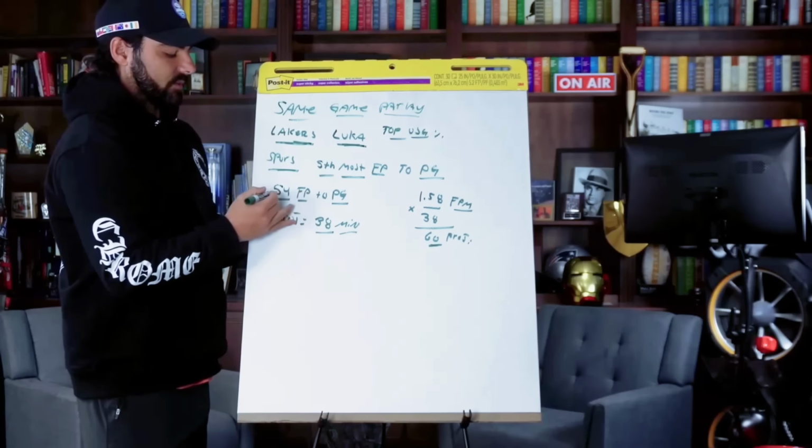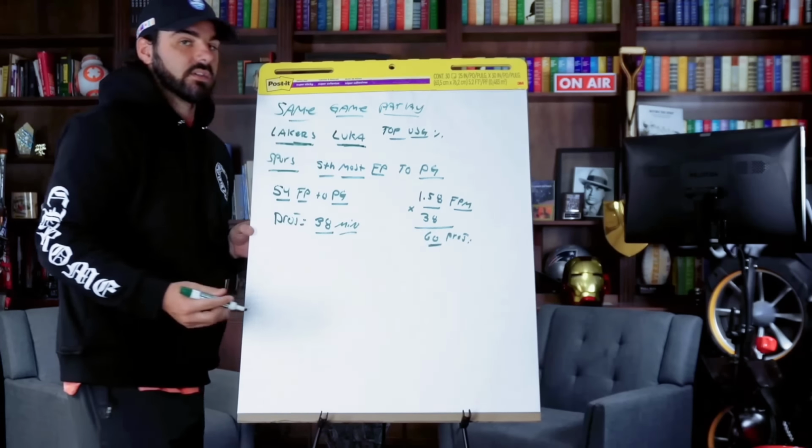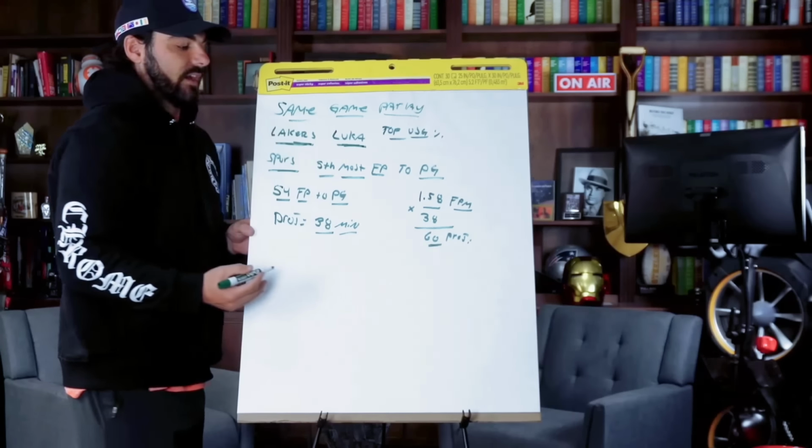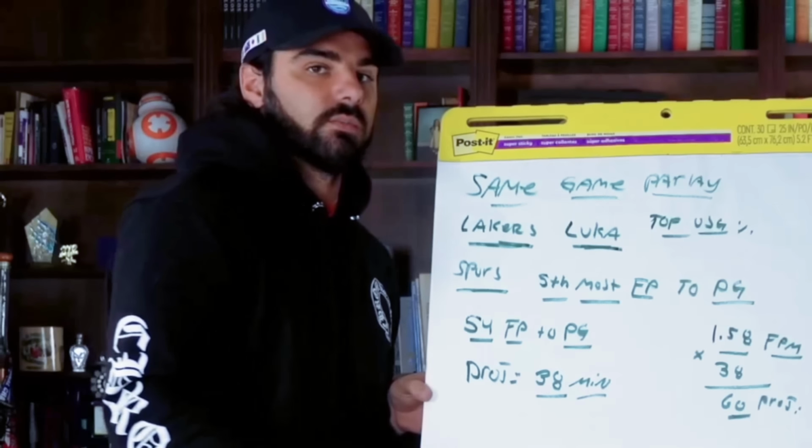And going against a team that gives up 54, what does that mean? It means he's more likely to obviously have a chance to reach his average of what he can get in fantasy points per minute times his minutes that he's going to play.